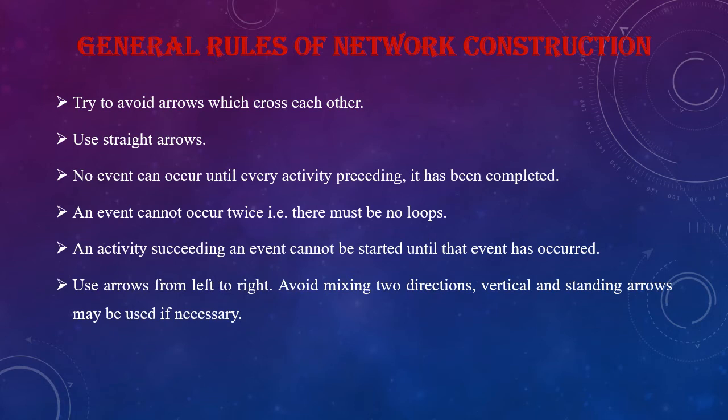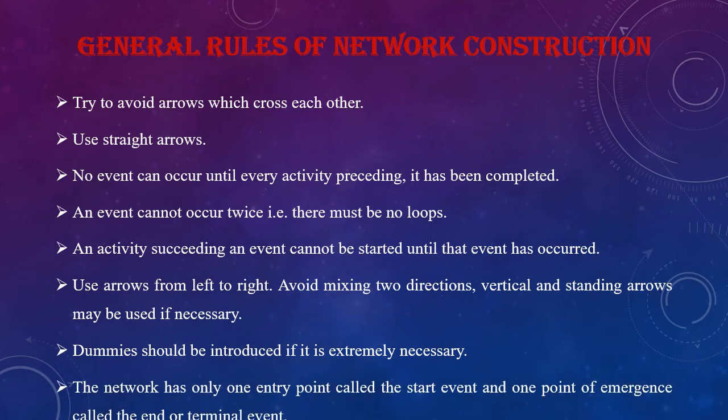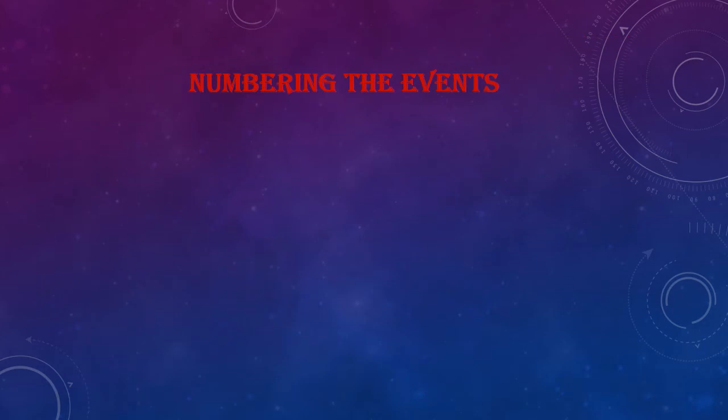Use arrows from left to right. Avoid mixing two directions. Vertical and standing arrows may be used if necessary. Dummies should be introduced only if it is extremely necessary. The network has only one entry point, called the start event, and one point of emergence, called the end or terminal event.